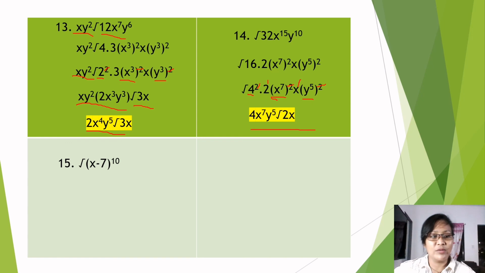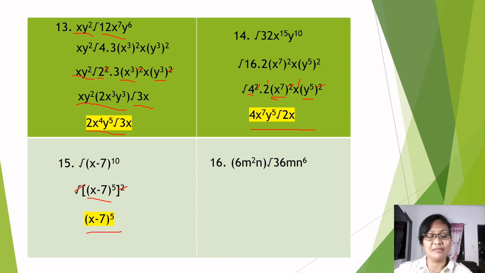Number 15, we have square root of x minus 7 raised to the 10th power. So in here, this is very easy. We just think of the factor of the exponent outside the radicand. So the index is 2, so 10 divided by 2 is 5. Therefore, we have this. Square root of x minus 7 to the 5th power raised to 2. Then, extract the root. So just cancel 2 and the radical sign. Therefore, our final answer is x minus 7 to the 5th power.